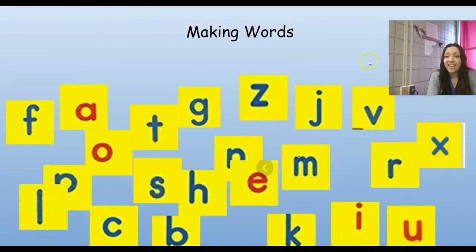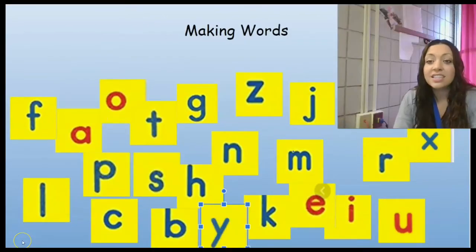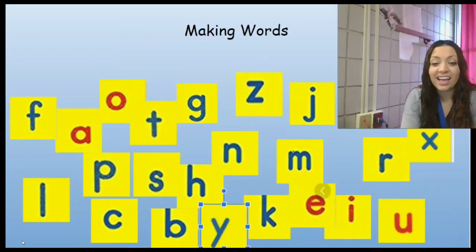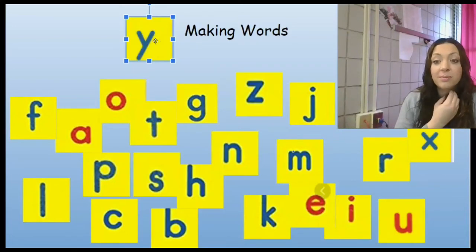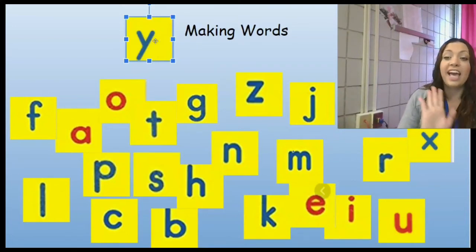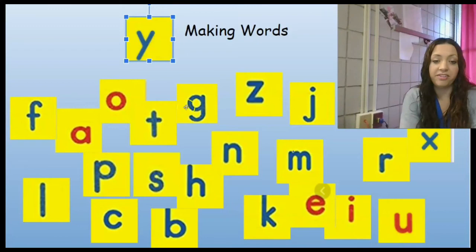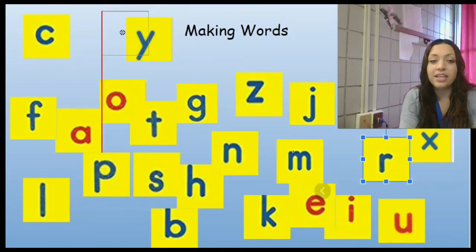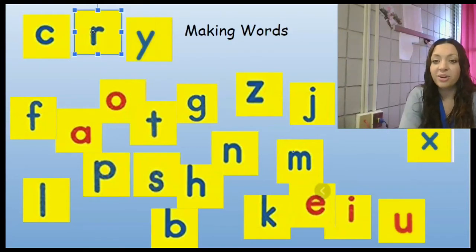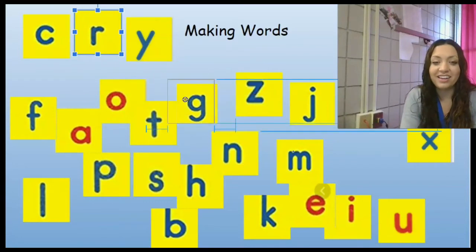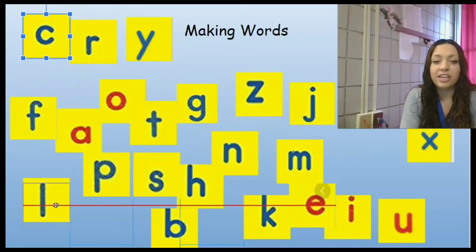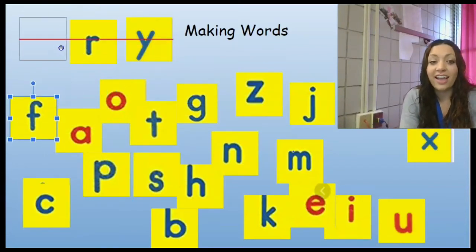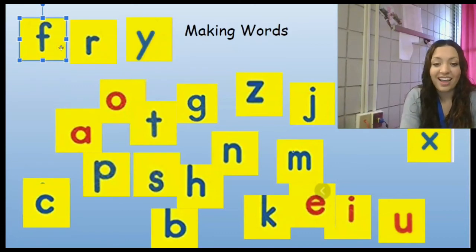All right, we're going to go ahead and make some words now. Since we worked on Y that makes the long I sound today, I want to try to make some words with that, okay? So I'm going to put Y, and I know if it's going to make that long I sound, it's usually going to be at the end of a word. Very good. So what would happen if in front of that I put the blend CR? What do I have now? Cry. Very good. What if I change it to the blend FR? Now I have fry. Very good.